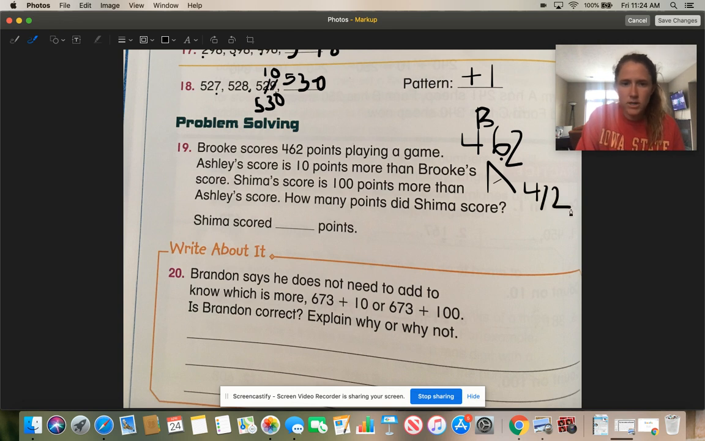Now, Shima's, it says, is 100 more than Ashley's. So it's 100 more than 472. Let me make that look more like a 7. It looks like a 1. There. Now, S for Shima. Shima's is 100 more. So this is the hundreds place. So Shima's would be 572. So Shima scored 572 points.